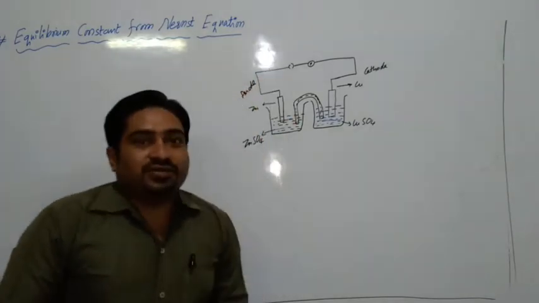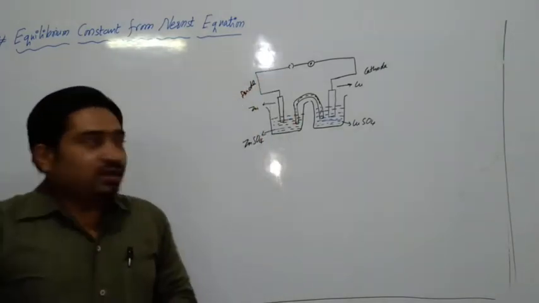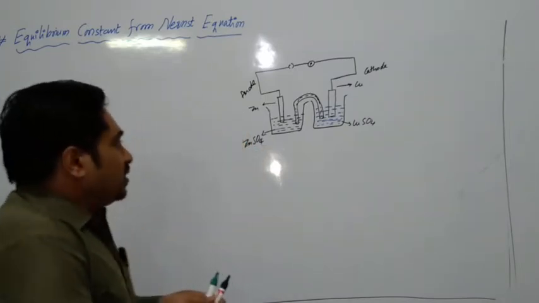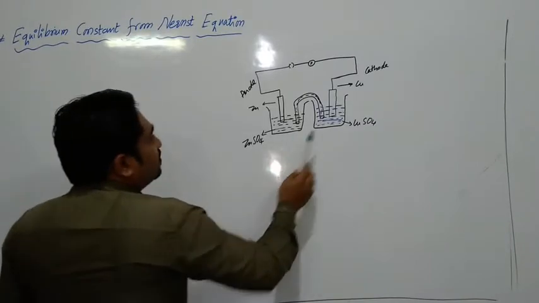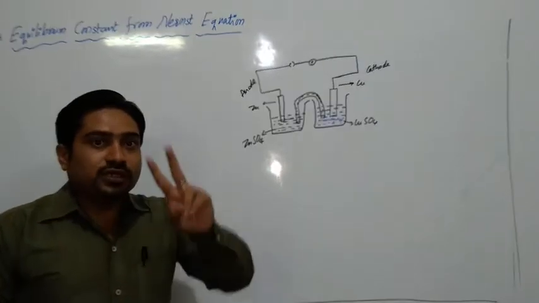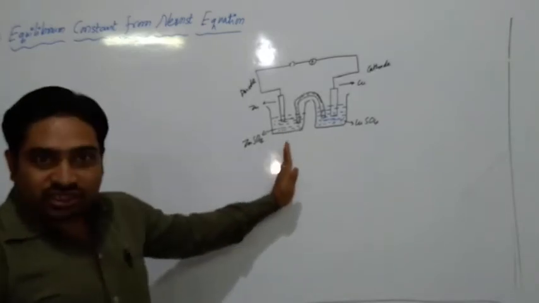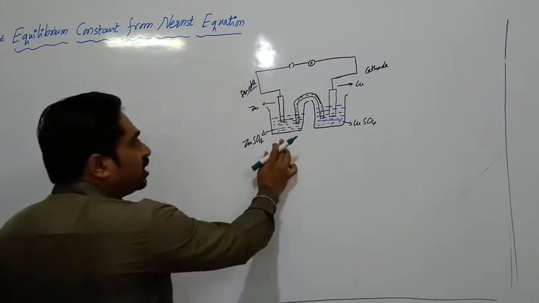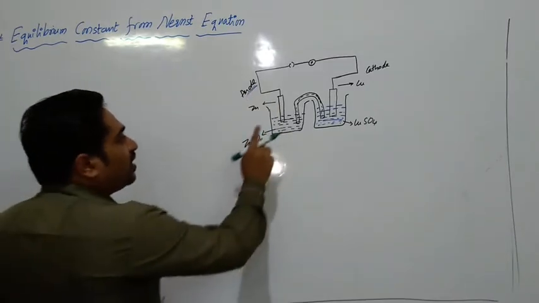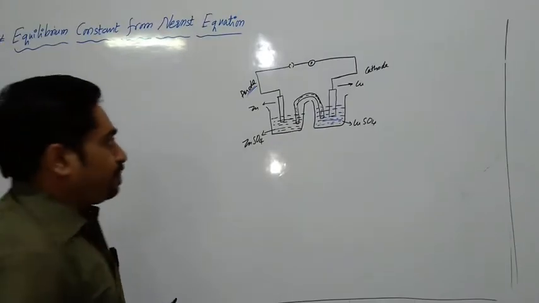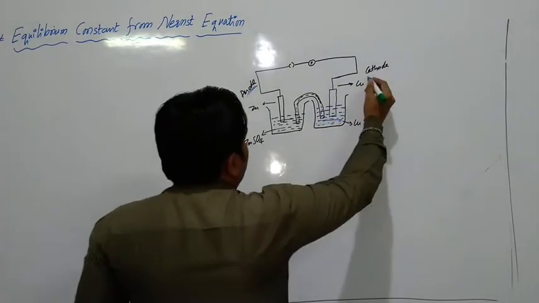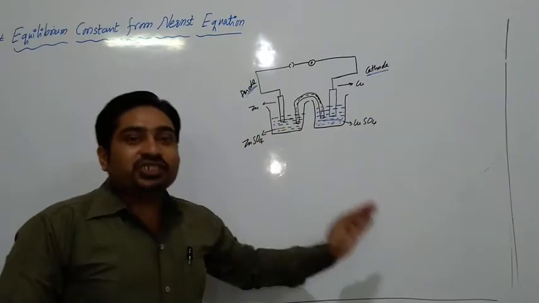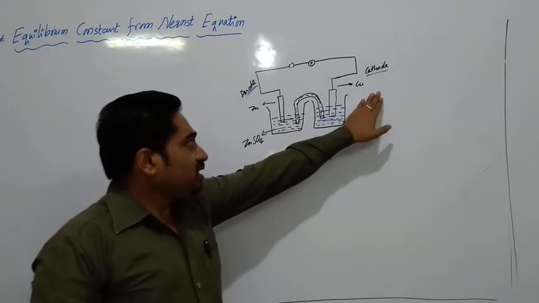So let us consider our Daniell cell. The best galvanic cell, as we have studied, is the Daniell cell. It is a combination of two half cells. The first one is the oxidation half cell. This anode is the oxidation half cell, also called the anodic cell, because here the oxidation reaction takes place. And the cathodic cell is called the reduction half cell because here the reduction reaction takes place.